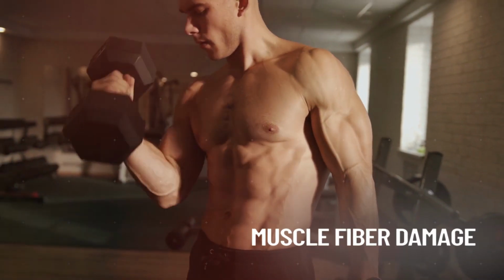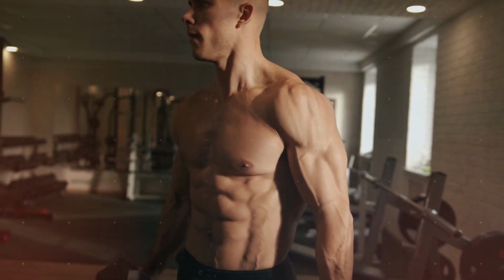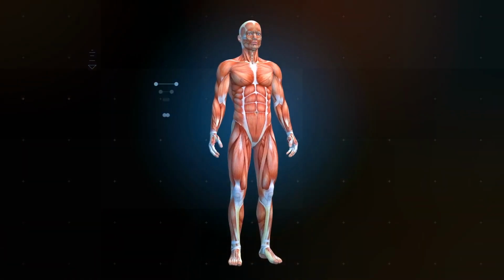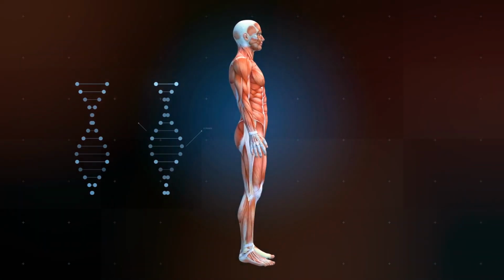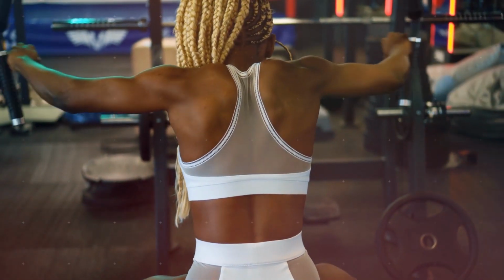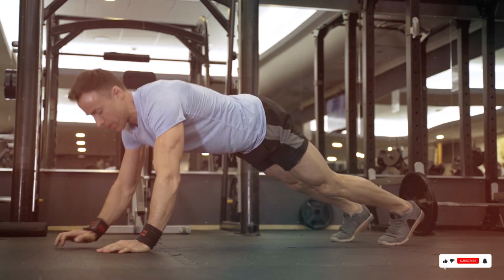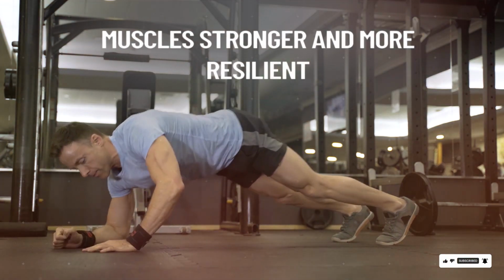muscle fibers. This process is known as muscle fiber damage, and it triggers a cascade of events that leads to muscle hypertrophy. In response to this microdamage, the body activates a process called muscle protein synthesis, which is the process of creating new proteins within the muscle fibers. These new proteins repair the damage caused by resistance training, making the muscles stronger and more resilient.